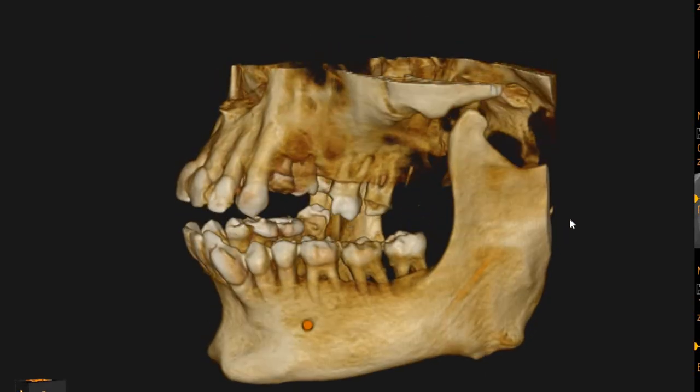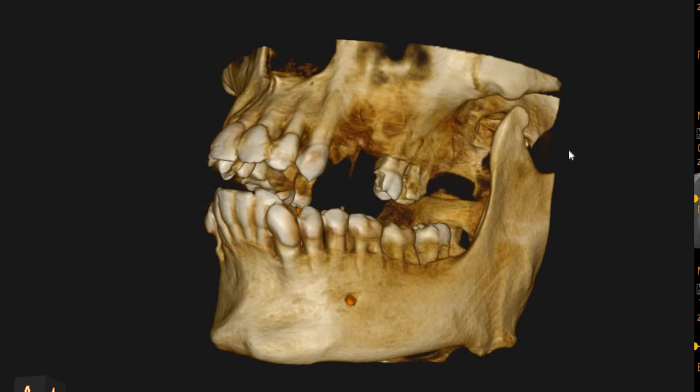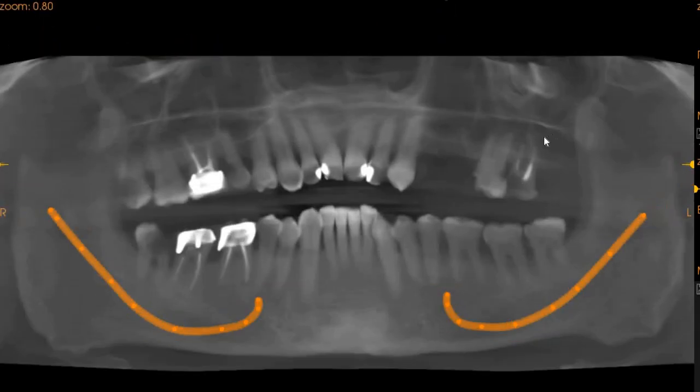This is the CBCT of the patient that you had requested. The area of interest is the upper left edentulous areas, and the lower right 8, the upper right 8, and the upper left 7.